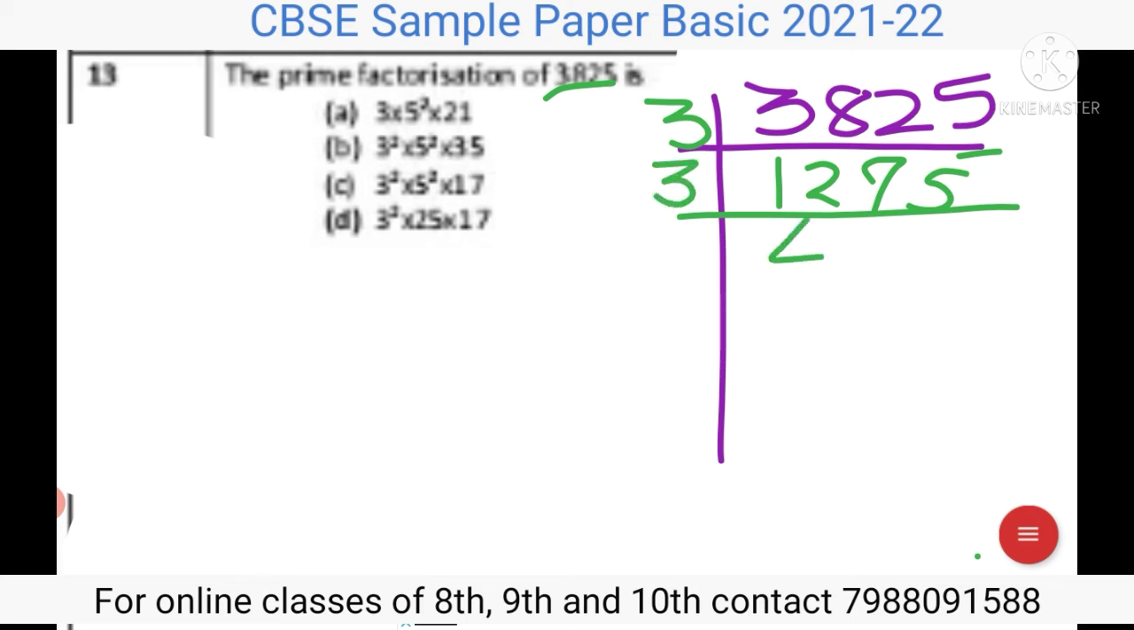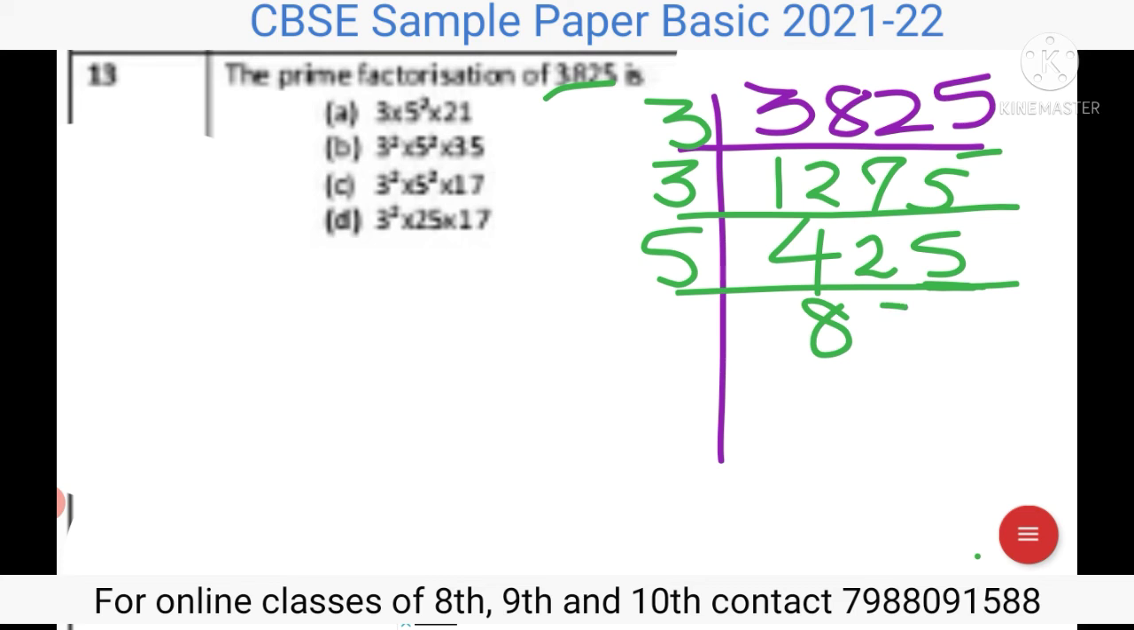So 3 fours are 12, 3 twos are 6 and 3 fives are 15. Once again, let's check it out. 4 plus 2, 6 plus 5, 11. No, now it's not divisible by 3 anymore. So next term is of 5 and clearly it is divisible as it ends in 5. 5 8s are 40 and 5 5s are 25. Again it ends in 5, so divisible by 5. 5 1s are 5 and 5 7s are 35.